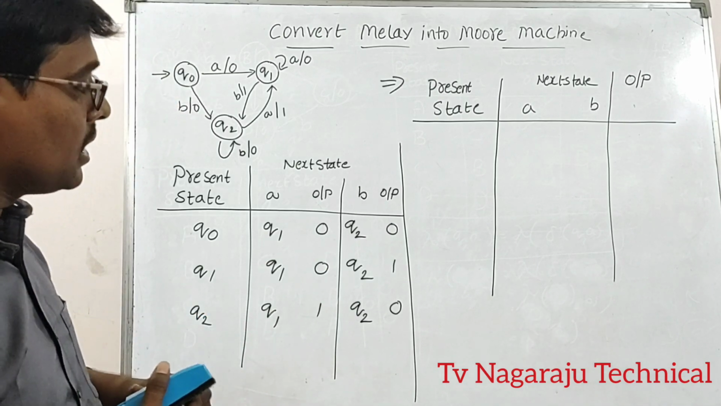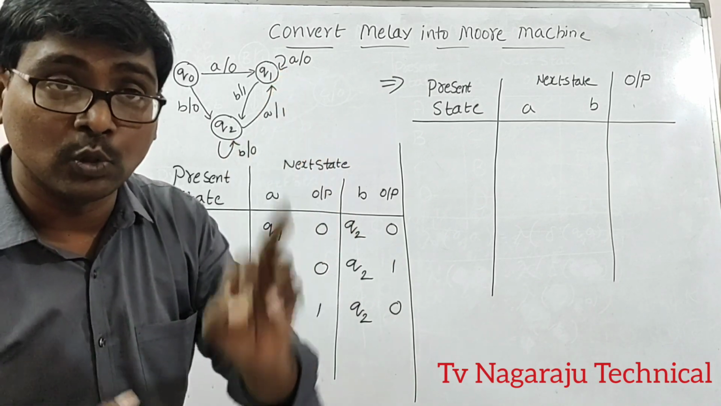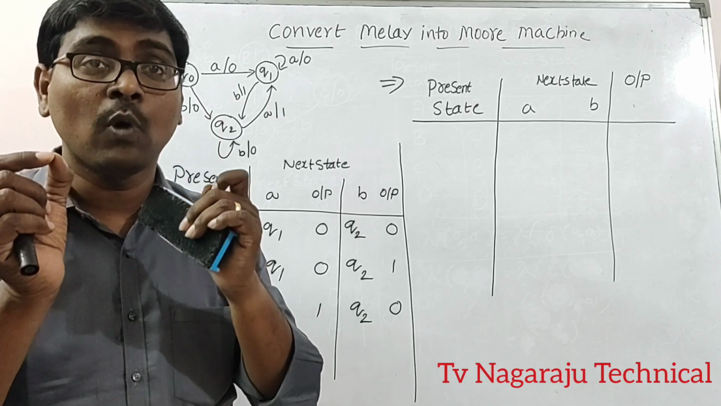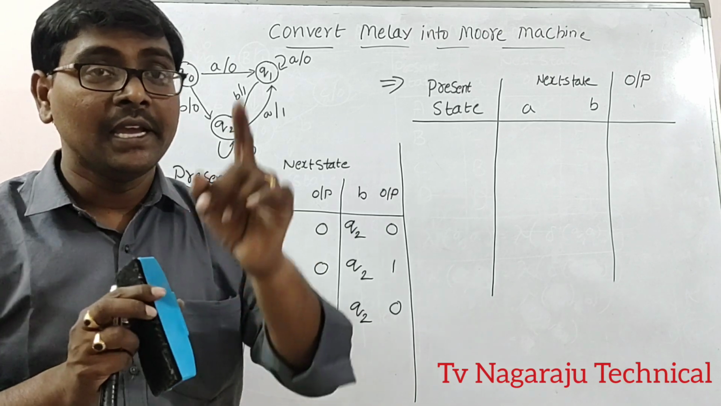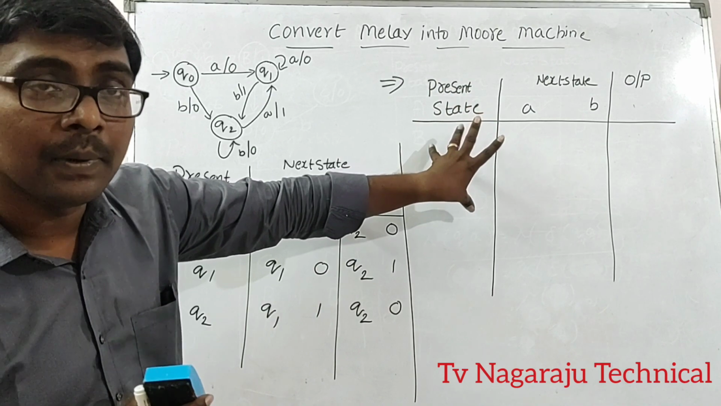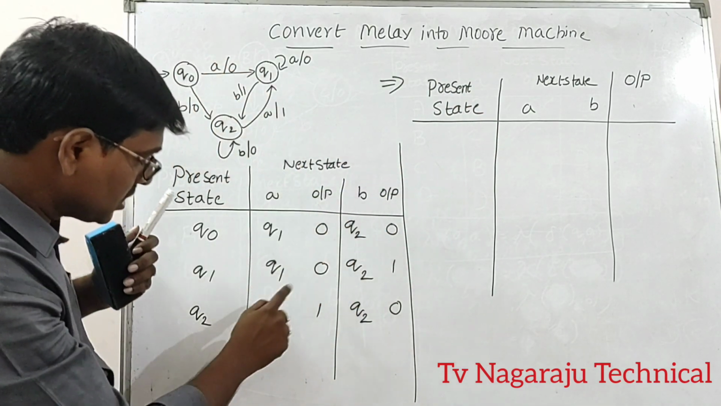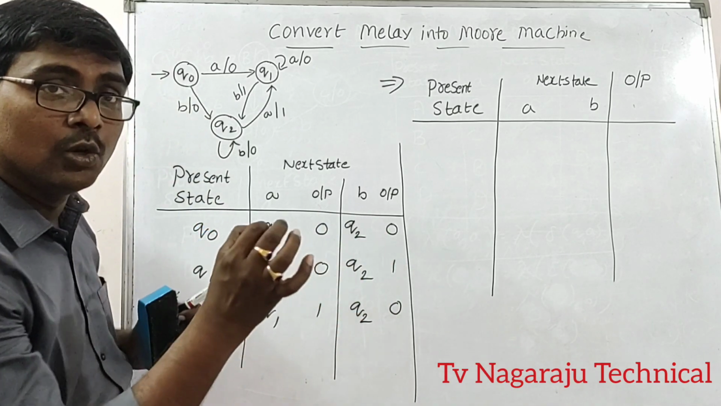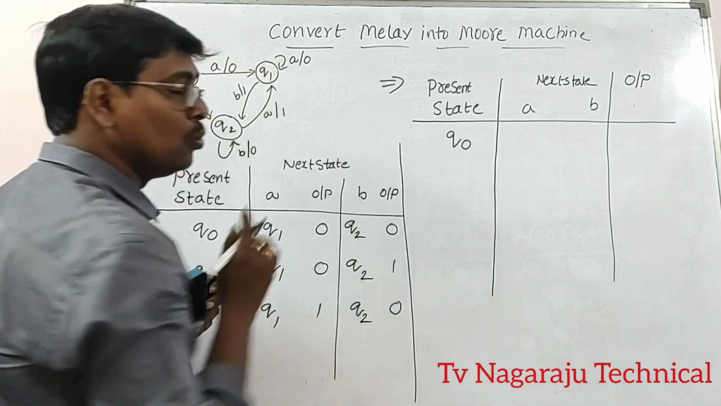Now the procedure is to identify the states with outputs. Suppose a state has more than one output, divide the state into two parts. If a state has only one output, simply copy. Check the entire transition diagram. The first state is Q0. Observe in my entire diagram, Q0 appears with only one output. So no need to divide Q0.